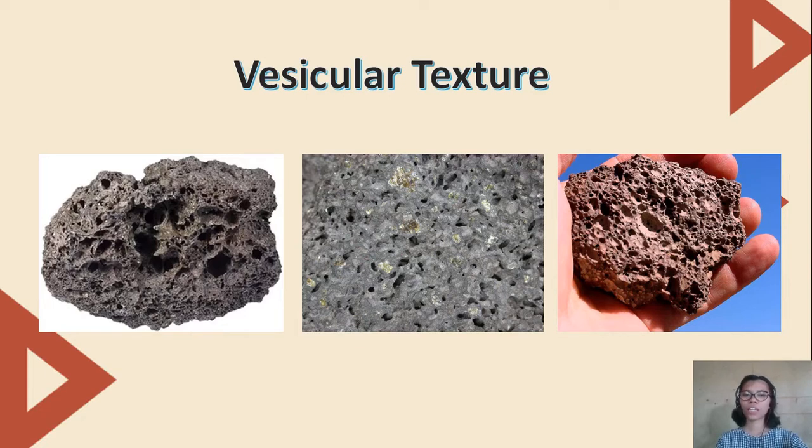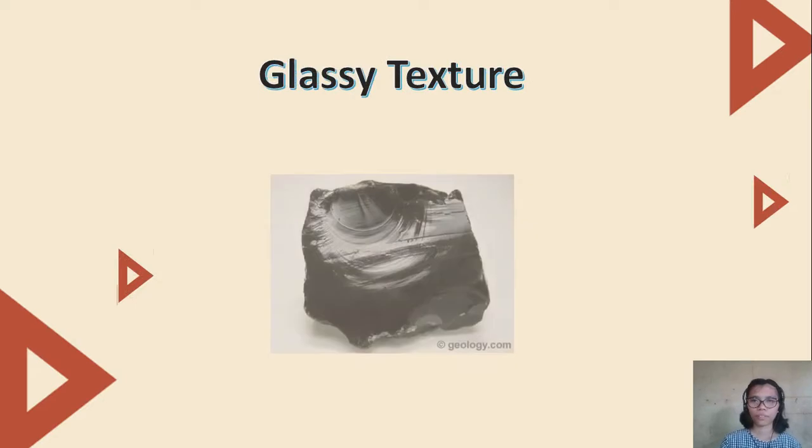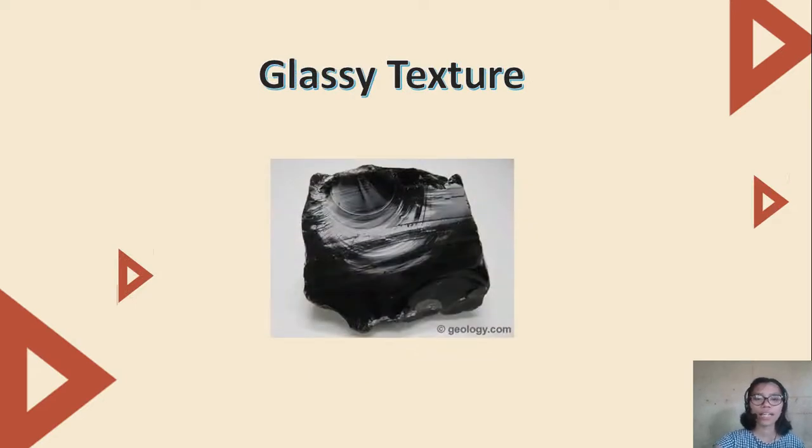Next, we have vesicular texture. Voids are created by rapid cooling, which causes gas bubbles to be trapped inside. As you can see in the picture. Next, we have glassy texture. If a rock looks like a block of colored glass with no visible mineral crystals, it has a glassy texture. Superficially, a glassy texture suggests cooling that was so extremely fast that no crystals could form.